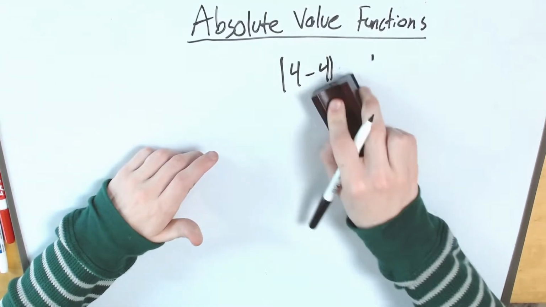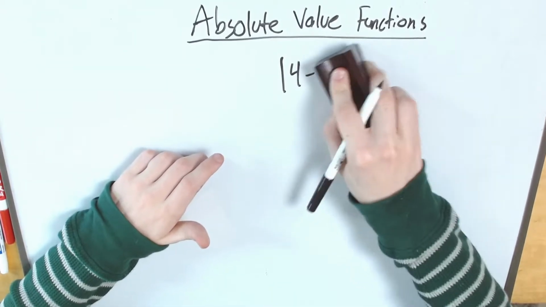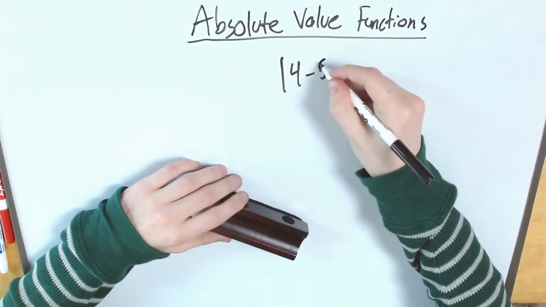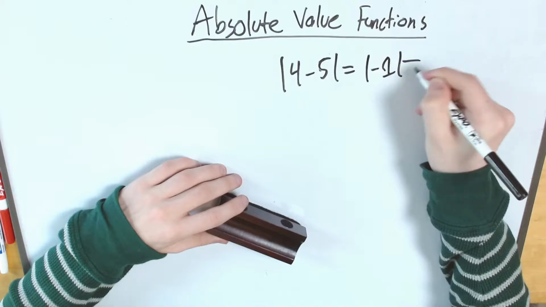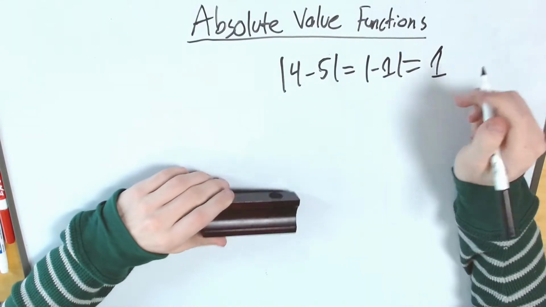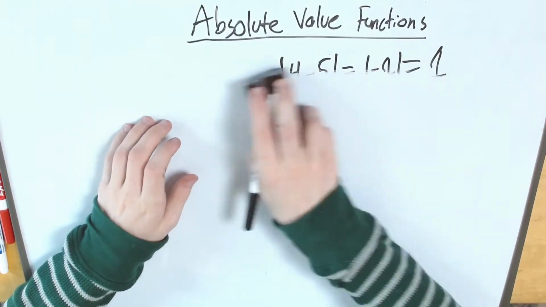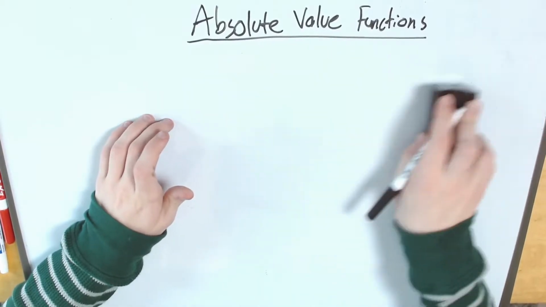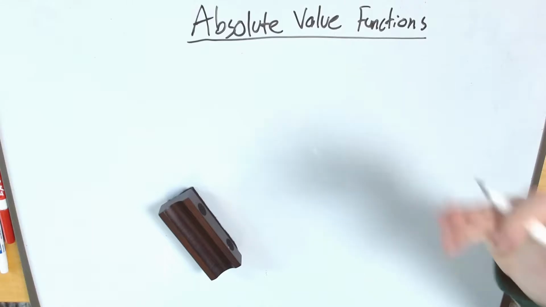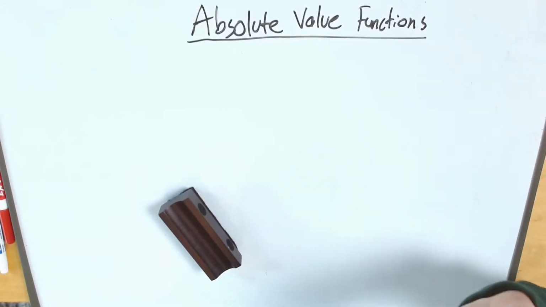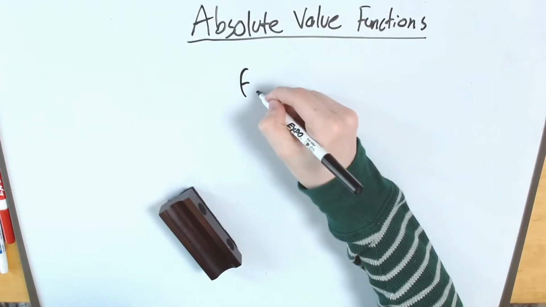But if I put in 4 minus 5, which would get me negative 1, my output would be 1, since I can't have a negative number. Basically, anything inside it will, when it's outputted, become positive, or at least non-negative. So that's the basics of absolute value, but how do they work as functions?